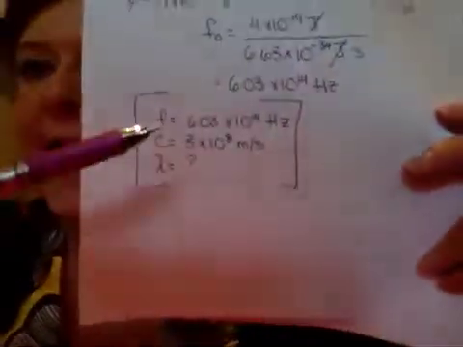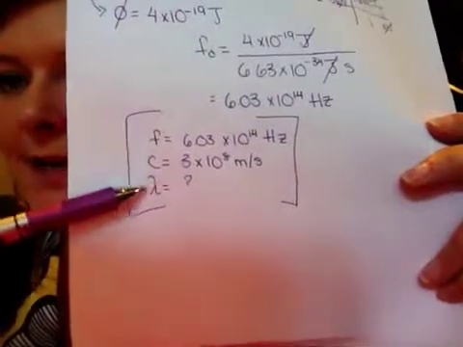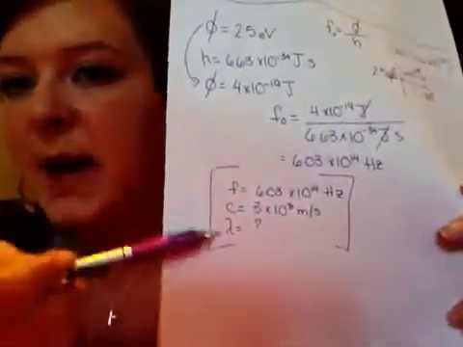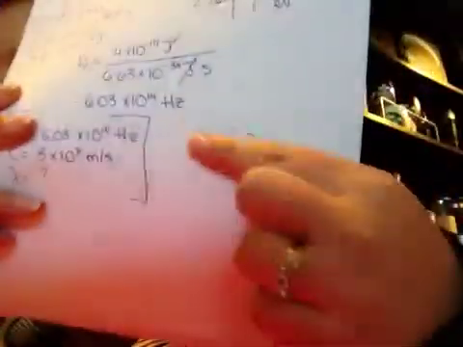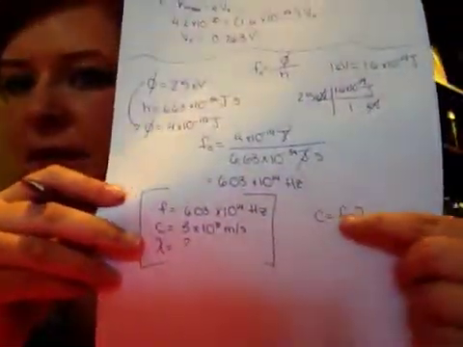So I know my frequency, and my frequency is 6.03 times 10 to the 14th hertz. I'm trying to find, and remember now this is light, so I know the speed of light in a vacuum is always going to be 3 times 10 to the 8th meters per second. I'm trying to find lambda. So I have these 3 things. I have these 2, I need this one. Is there a formula that corresponds all 3 of those things together? There is. This one. So C equals F times lambda.